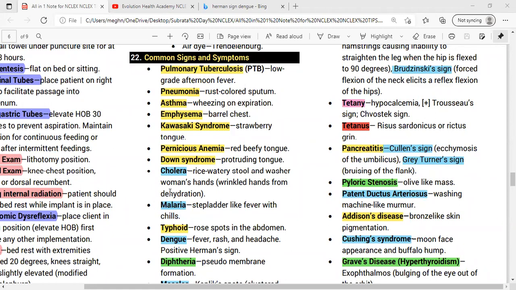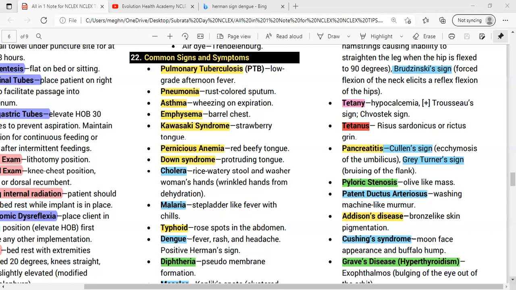If a patient develops malaria, the characteristic fever is a step-ladder-like fever with chills. The fever comes and goes. If you take the temperature and represent it graphically, you can see the step-ladder-like pattern. Typhoid fever: rose spots on the abdomen. Dengue fever: the patient complains of fever, skin rash, headache, and a positive Herman sign.